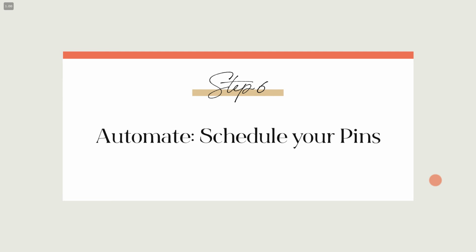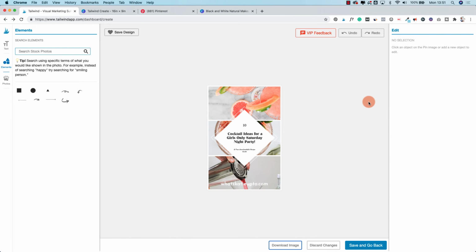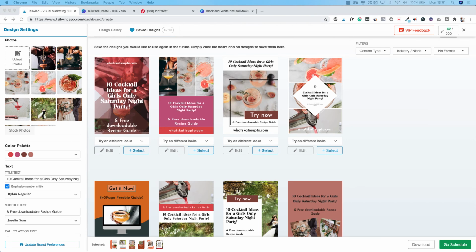So let's jump into step number 6, how to automate this whole thing and schedule your pins. Let's go quickly out of this view. Let's press discard the changes. And now we are ready to schedule the selection of pins you want to upload to Pinterest. You want to go to Go Schedule here below in the bottom right corner. What will happen is Tailwind will put all of those pins into the drafts section of your scheduler, the one that I showed you in the beginning of this masterclass. From there, you can add your pin description, keywords, hashtags, and select the boards you want to pin these pins to.